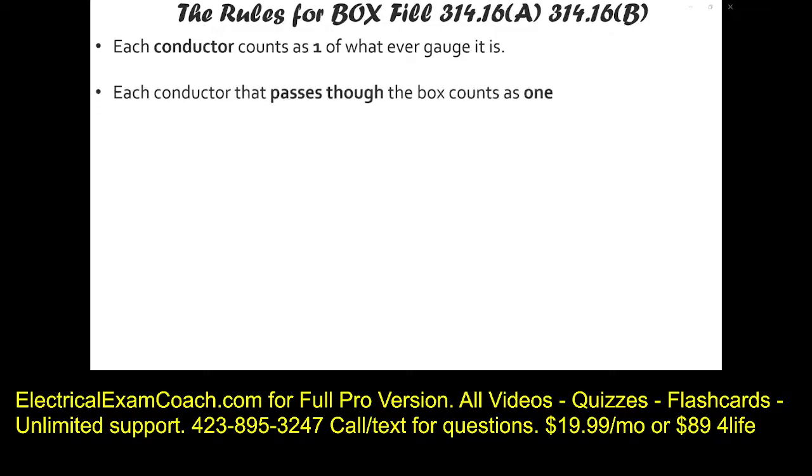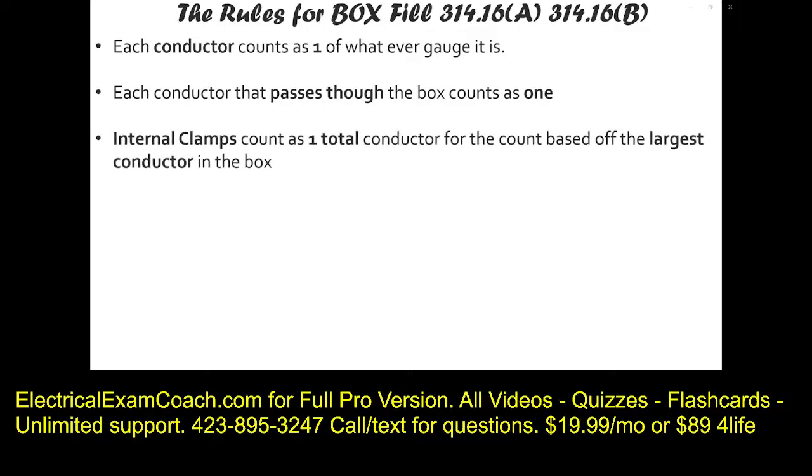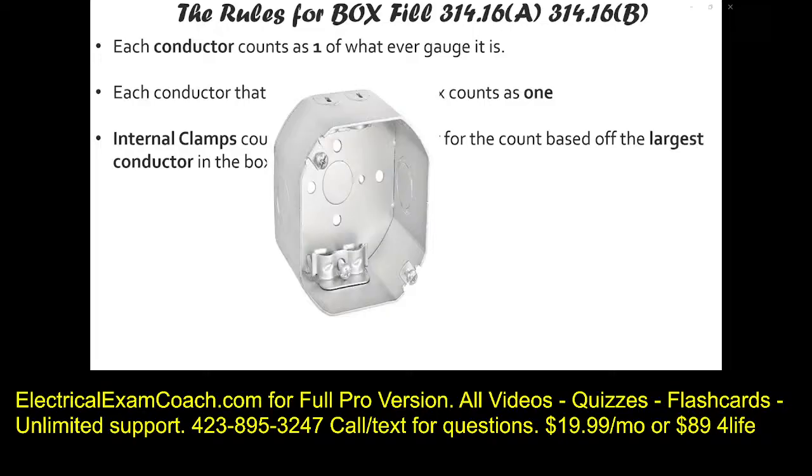Each conductor that passes through the box counts as 1. So even if it doesn't terminate or splice inside that box, if it's passing through that box, it counts as 1 each. Each internal clamp only counts as 1 total based off the largest conductor that's in the box. Let me show you what I mean. This is an internal clamp. The clamping mechanism is inside the box. Well, it's taking up some of my space, so we have to account for it somehow.